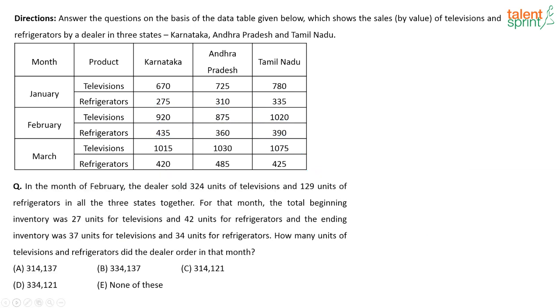What is given here? In the month of February, the dealer sold 324 units of televisions and 129 units of refrigerators in all the 3 states together. For that month, the total beginning inventory was 27 units for television and 42 units for refrigerators, and the ending inventory was 37 units for television and 34 units for refrigerators. How many units of televisions and refrigerators did the dealer order in that month?